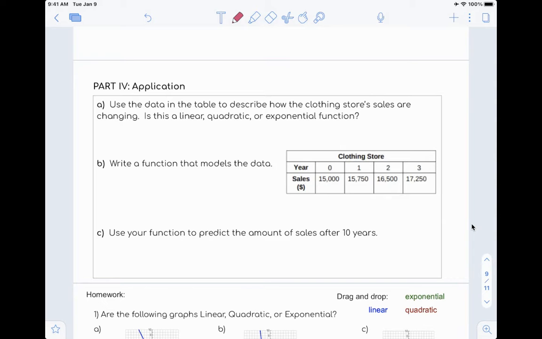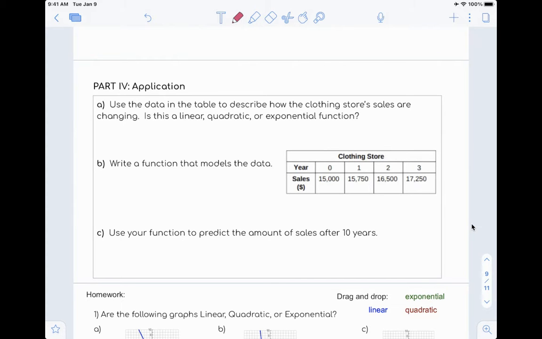And it says to use the data in the table to describe how clothing stores' sales are changing. And then we need to determine if it is linear, quadratic, or exponential. And then we're going to do an extension. We're going to actually write a model that could be used to make a prediction. And that is really the beauty of math. It helps us make sense of our world. It models phenomena that we see in the world, and it can help us make predictions about the future.